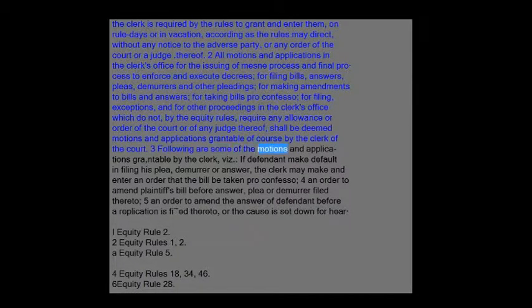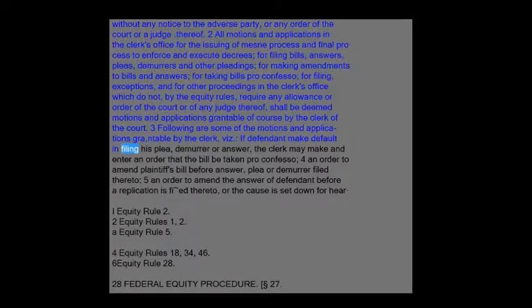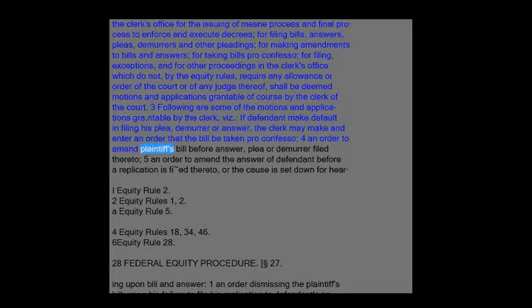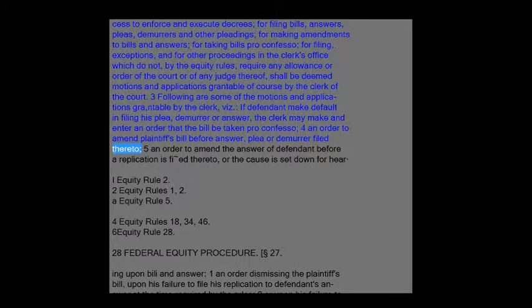The following are some of the motions and applications granted by the clerk, namely: 1. If defendant make default in filing his plea, demurrer or answer, the clerk may make and enter an order that the bill be taken pro confesso. 2. For an order to amend plaintiff's bill before answer, plea or demurrer filed thereto. 3.